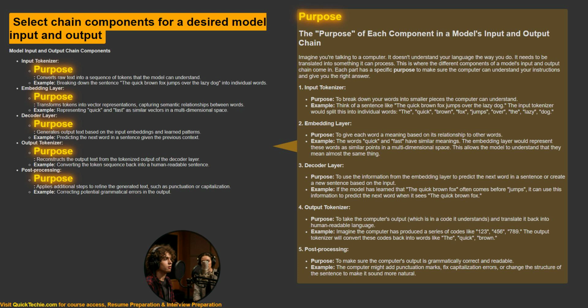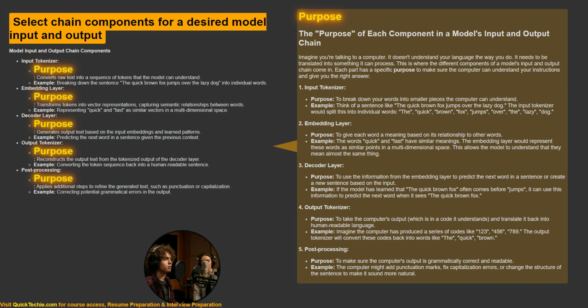Decoder layer. Purpose: to use the information from the embedding layer to predict the next word in a sentence or create a new sentence based on the input. Example: if the model has learned that "the quick brown fox" often comes before "jumps," it can use this information to predict the next word when it sees "the quick brown fox."